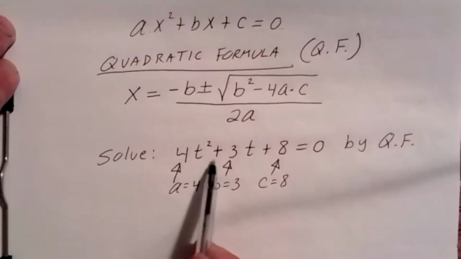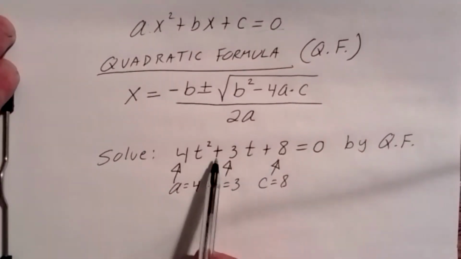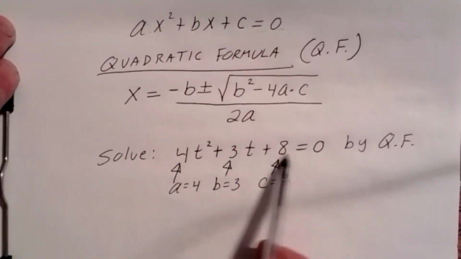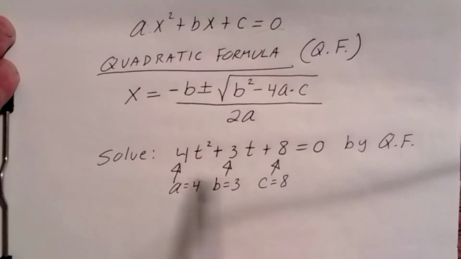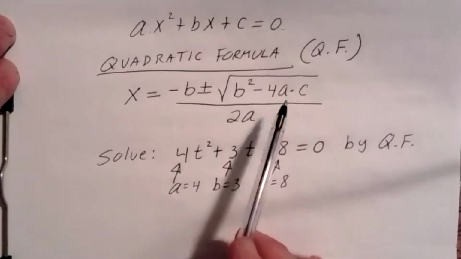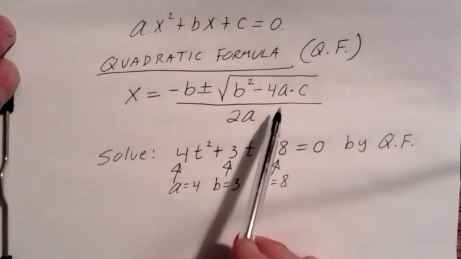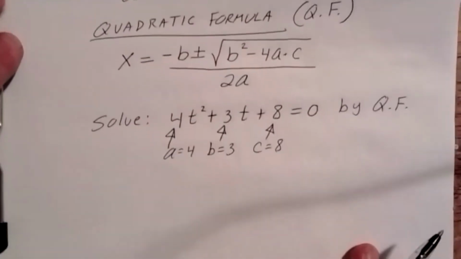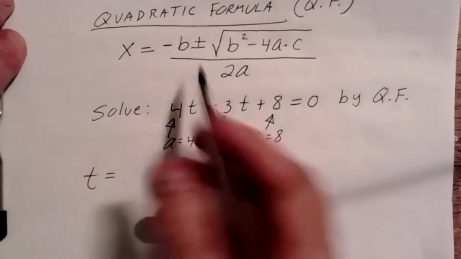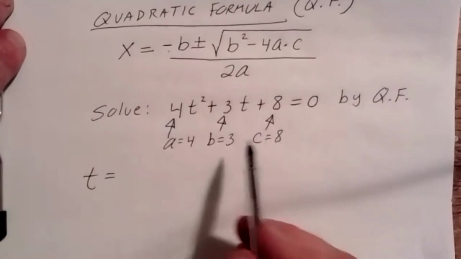Positive 8. Careful, if you got minus signs in here, like if this was a minus 3t, then my b would be a negative 3. If this was a minus 8, my c would be a negative 8. Pay attention to your signs too with this formula. Unfortunately, sign mistakes are the most prevalent mistakes when using this technique. Careful on the signs. Ladies and gentlemen, my two solutions t are going to be in the form of the opposite of b.